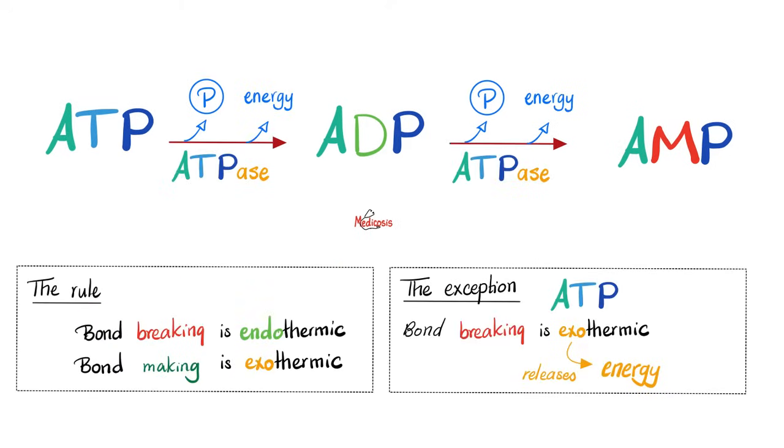The rule in chemistry is that most of the time, when you break a bond, it's an endothermic reaction. But making a bond is an exothermic reaction. You want an exception? ATP is an exception. We're breaking a bond, but releasing energy. We're breaking a bond, but exothermic reaction.